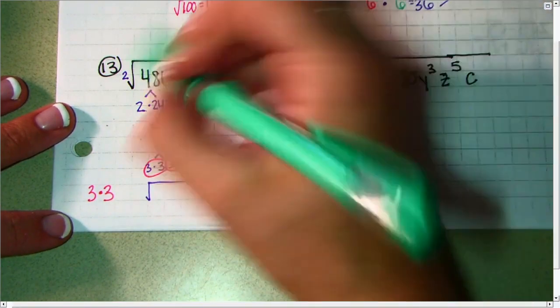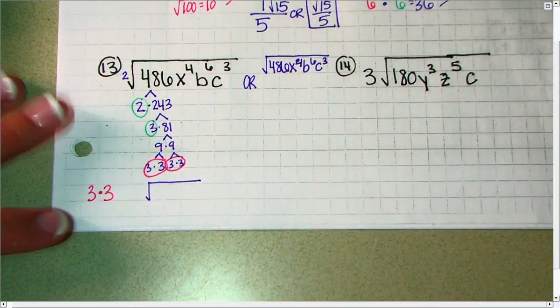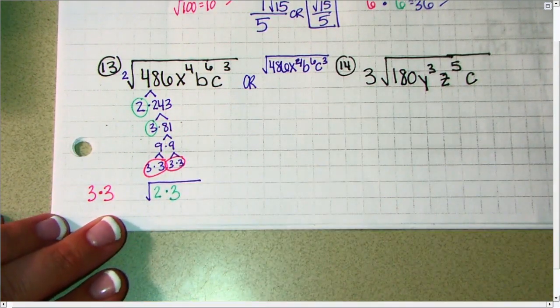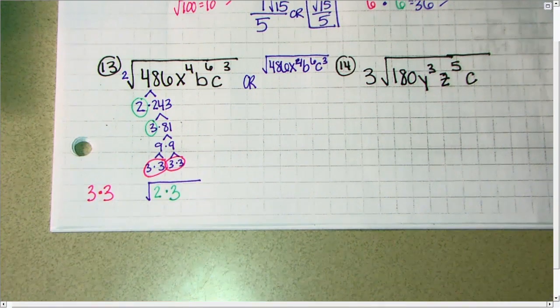Now, what I'm left with is 2 and 3. Those have no pairs. So 2 times 3 is stuck underneath. Okay, that's how you do these. Now, we're going to think of numbers.